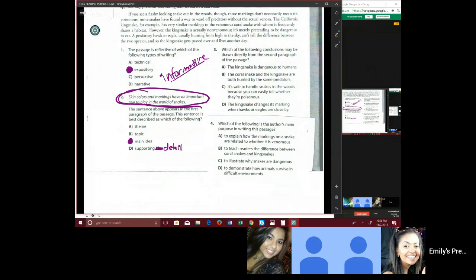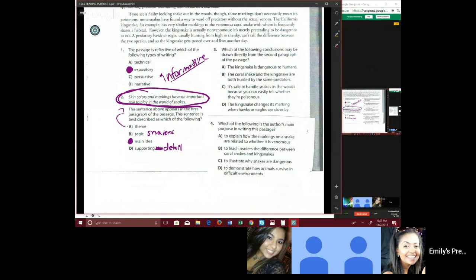Topic would be much more broad. So the topic would be something like snakes. A theme would not be this specific. It would either be a recurring word or it would be something that gets alluded to but not said. We talk about those a lot in reading 1. And then a supporting detail would be word for word, but would just be a supporting detail. It would not encompass the main idea.